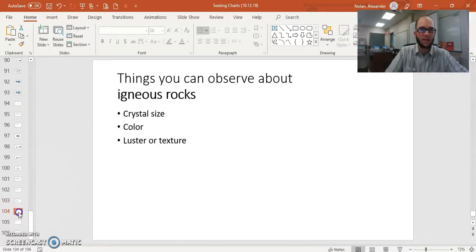So let's look at some of these classes of rocks, and I have some examples to go through with you. Let's start with igneous. So you have a volcano that's erupting, or some sort of volcanism: magma, lava, ash flow, something like that. What we want to be able to look for is, one, what's the size of our crystals? What color are our crystals? Can those tell us something about this igneous rock? And then what's the luster or texture of the crystals?